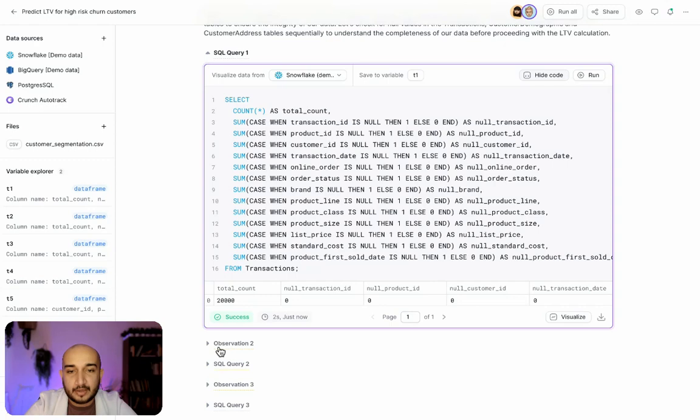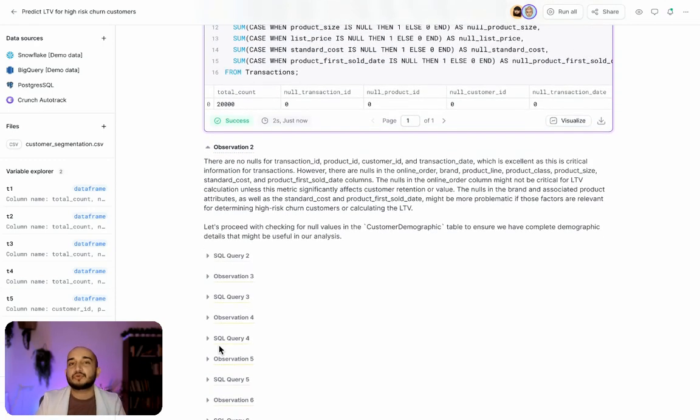That's for some analyst who probably wants to use a custom formula, or who sees that the system is doing something where they would want to exclude a particular segment. It's just in case you want to stay in control. Now it says that there are no nulls, but then it says let's check for null values in customer demographic. Okay, it's also saying that there are nulls in online order, brand, product line, product class, and product size.